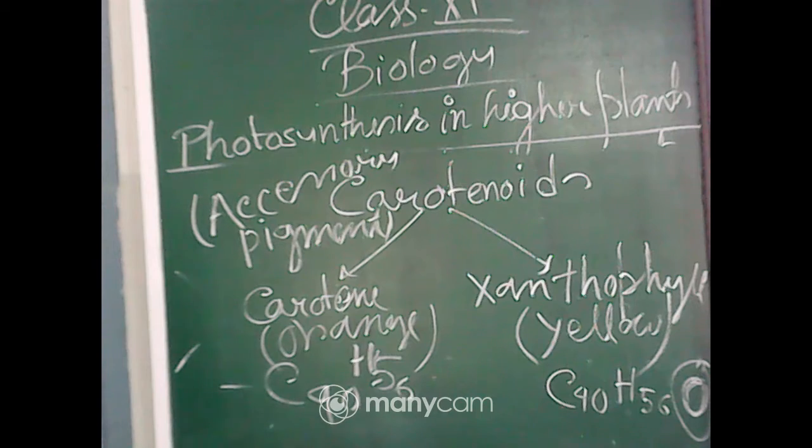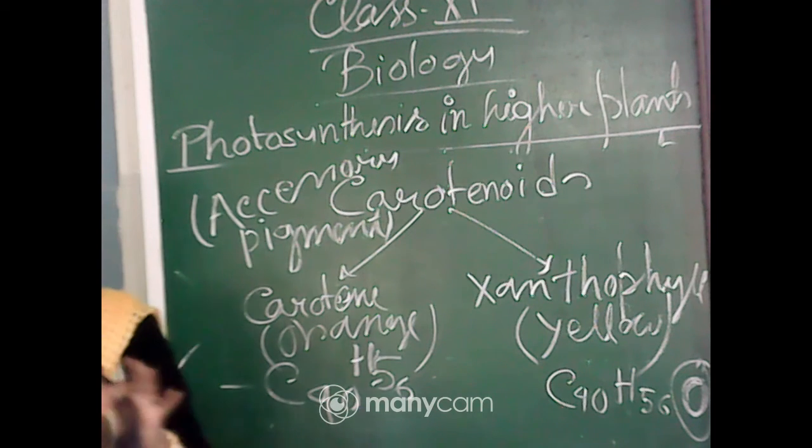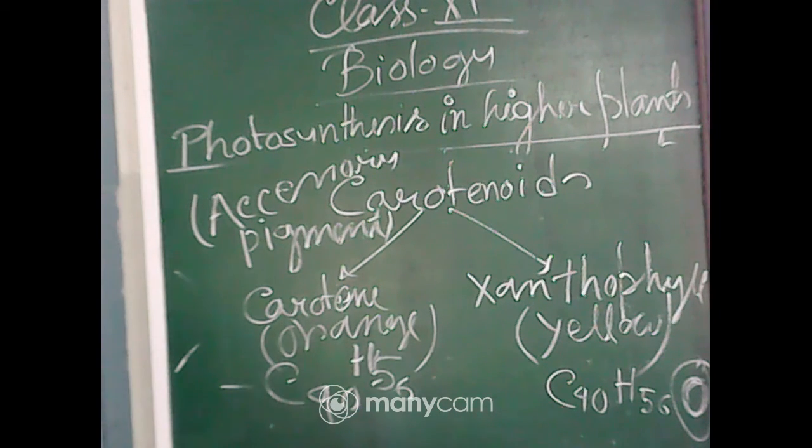Now, what are the different functions of the main photosynthetic pigments and accessory photosynthetic pigments? First, I am telling you the function of accessory photosynthetic pigments. The main function of accessory photosynthetic pigments is that they absorb light primarily in the violet and blue region and pass it to chlorophyll for photosynthesis.